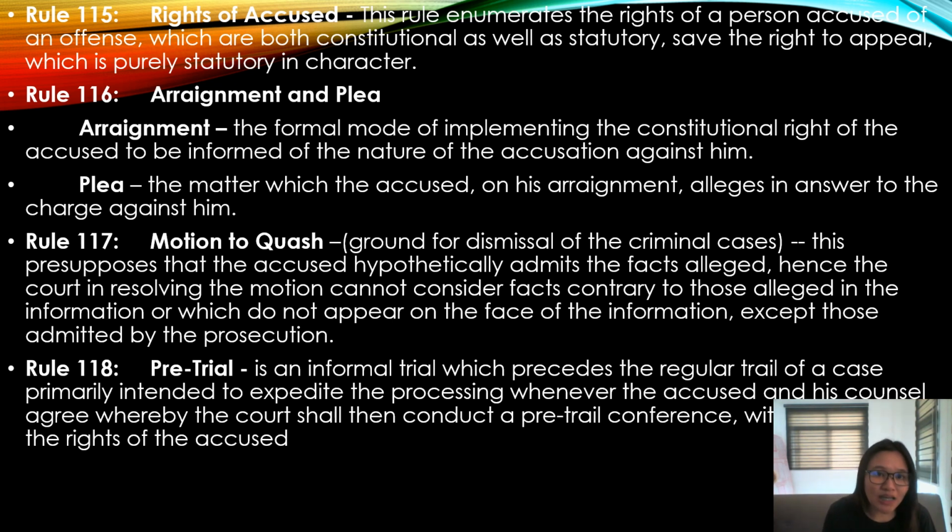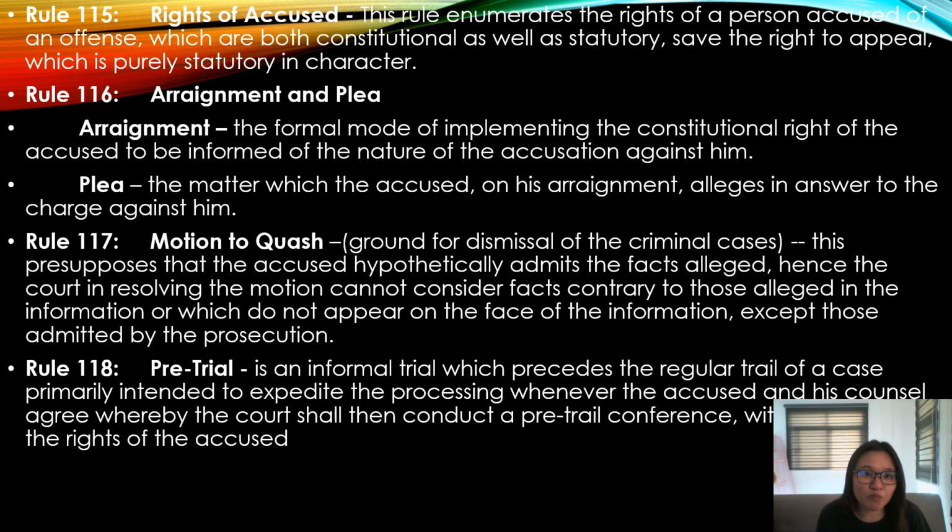Plea, the matter which the accused on his arraignment alleges in answer to the charge against him. Okay? Yung plea is yun yung guilty or not guilty. Tatanungin ka. Siyempre, alangan namang sabihin mong guilty. Diba? Doon tayo sa not guilty. Okay? Then, next, Rule 117, motion to quash.